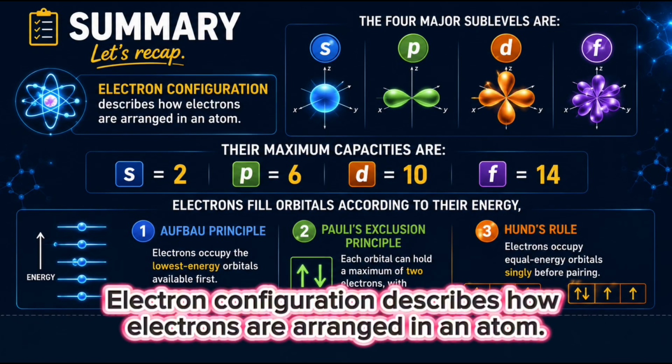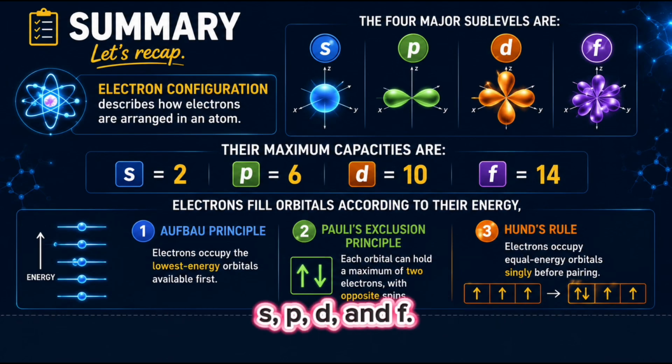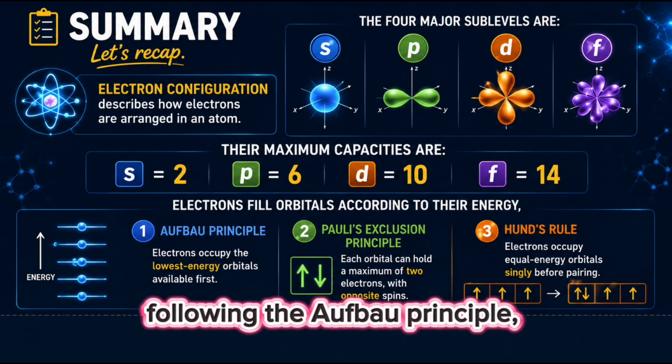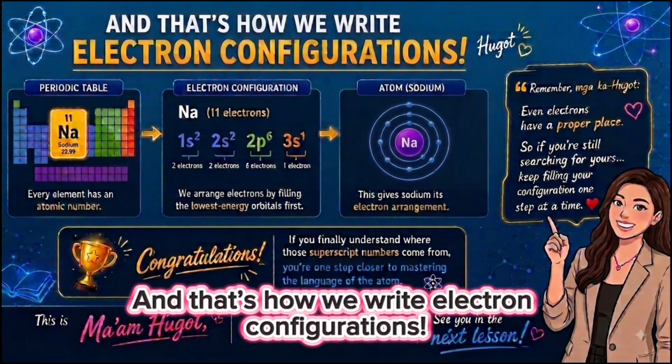Recap. Electron configuration describes how electrons are arranged in an atom. The 4 major sublevels are S, P, D, and F. Their maximum capacities are S equals 2, P has a maximum of 6, D has a maximum of 10, F has a maximum of 14. And electrons fill orbitals according to their energy, following the Aufbau Principle, while also obeying Pauli's Exclusion Principle and Hund's rule. And that's how we write electron configurations.